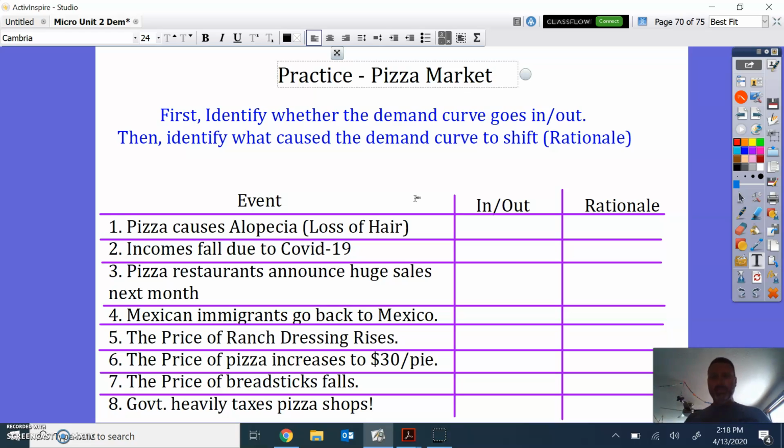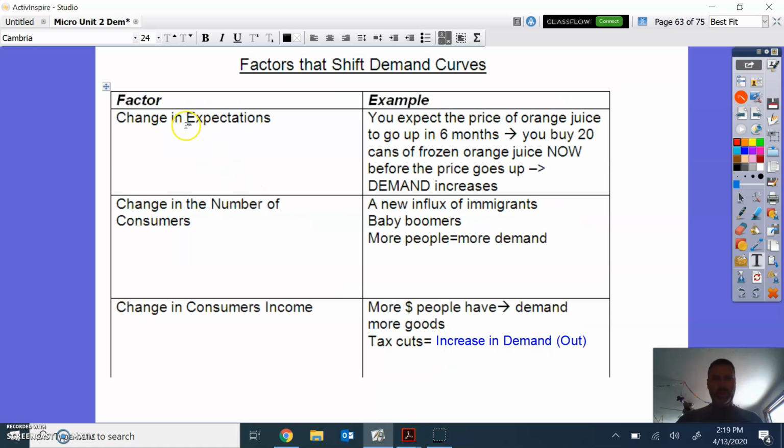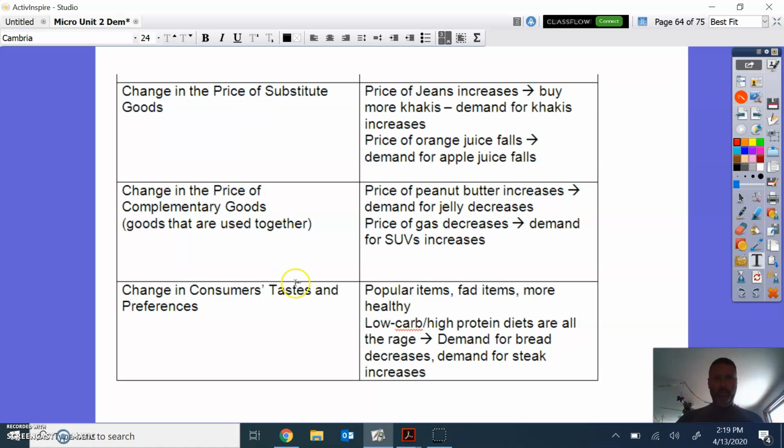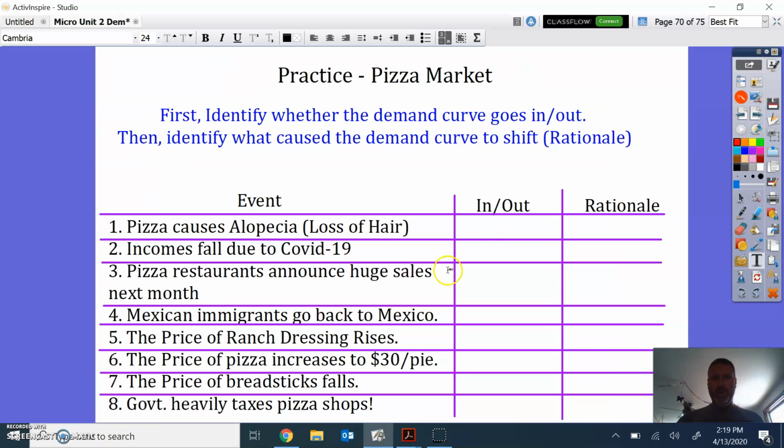Right? Okay. And then what is the rationale? And if you need help with the rationale, you can go back to the beginning of this video where we said these are the 6 rationales. 1, 2, 3, 4, 5, 6. Okay? I'm going to give you a minute, so I want you to try and answer these questions. Just say in or out, and then what the rationale is. Okay? I'm going to pause the video, and we'll come back in 3, 2, 1, stop.